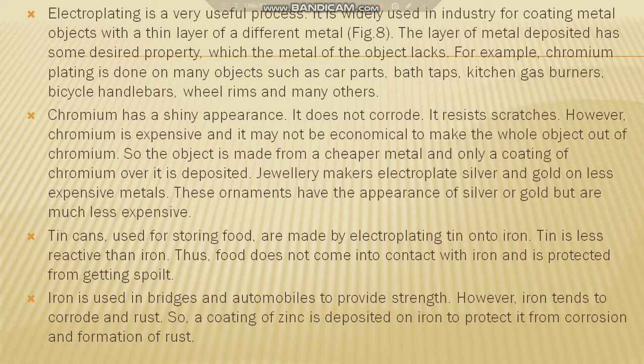Jewelry makers electroplate silver and gold on less expensive metal. These ornaments have the appearance of silver or gold but are much less expensive. Tin cans used for storing food are made by electroplating tin onto iron. Tin is less reactive than iron, thus food stored does not come into contact with iron and is protected from getting spoiled. Iron is used in bridges and automobiles to provide strength. However, iron tends to corrode and rust, so a coating of zinc is deposited on iron to protect it from corrosion and formation of rust.